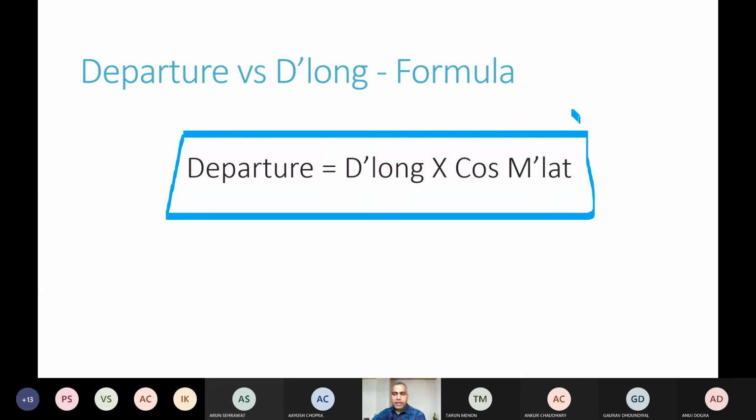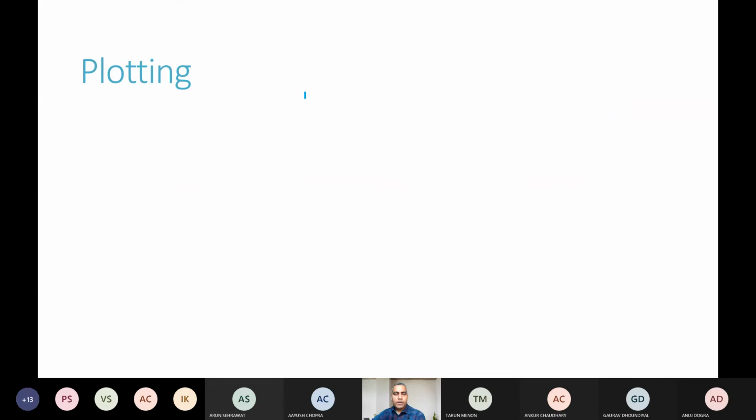Okay, so this is the parallel sailing formula. This you already have with you. Now coming to plotting. So how we will make this plot on our answer sheet? Chartwork plotting we are all familiar with. We know how to plot things on the chart. But for this plotting, as I told you, this is a little simplified chart. So let's see some points which will help us when we do our plotting.